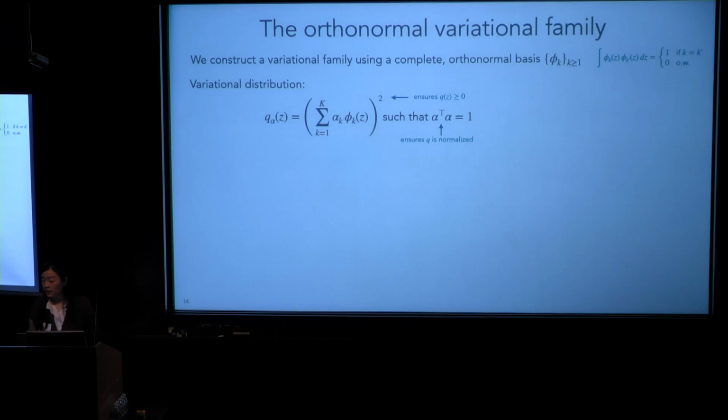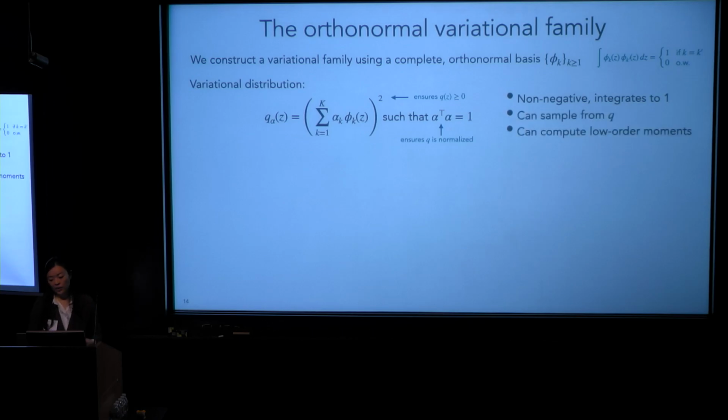So this makes these valid densities. And so other properties of this family include we can generate IID samples from Q using a procedure that we describe in our paper. And we can also compute low-order moments. So this makes this family nice and flexible while keeping it tractable.